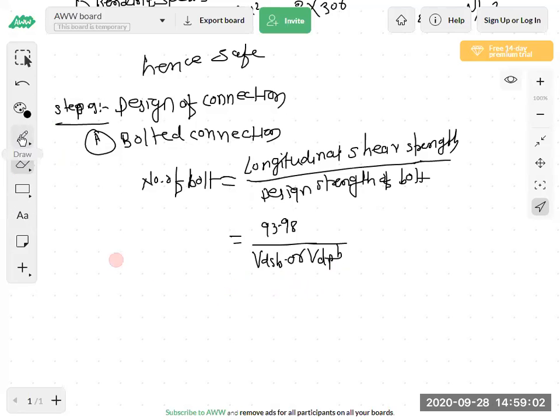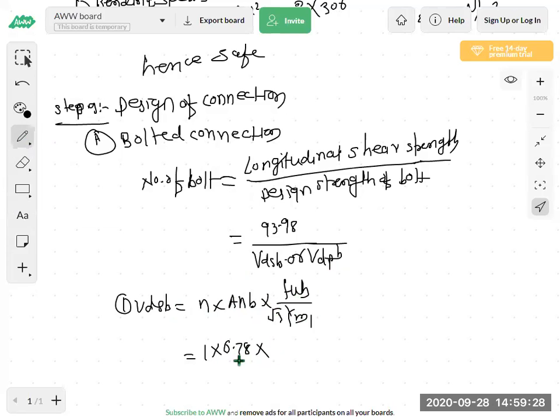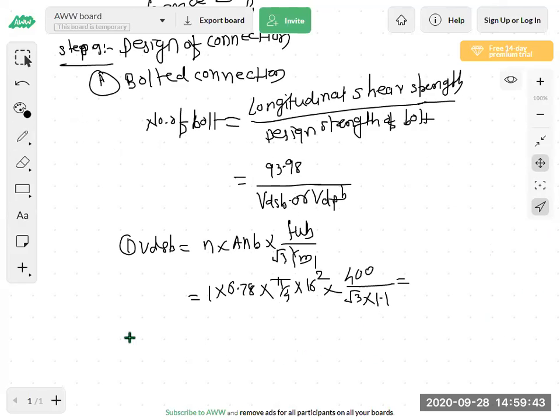So for that we have to calculate VDSB. So VDSB is equal to N into A and B into FUB divided by under root of 3 gamma M1. So here, as I told you, number of shear planes 1 into 0.88 into 0.78 into pi by 4 into, now we have used the 16 mm diameter, into 4.6 grade means 400, divided by under root of 3 into 1.1. So that is the shear strength we got.